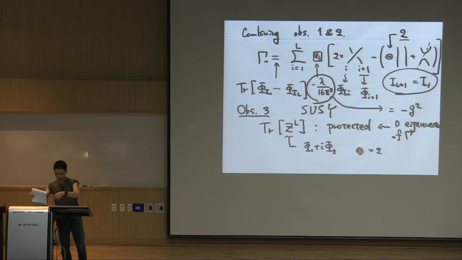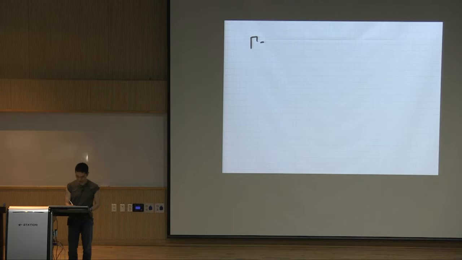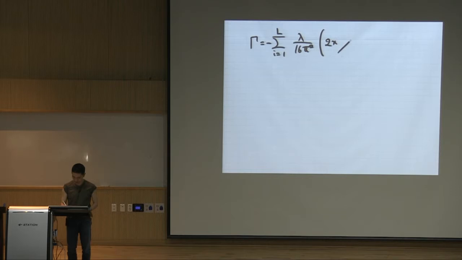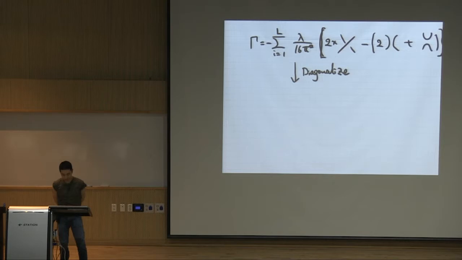Now, let me just summarize the final results. So gamma, I'm going to write it again, minus lambda over 16 pi squared times 2 times this minus 2 times this plus this, right? And as I said, the next task is to diagonalize this gamma. But before doing diagonalization, I should already point out one thing.